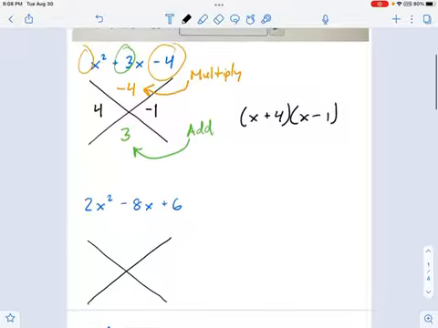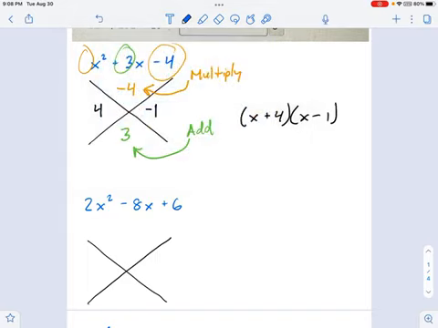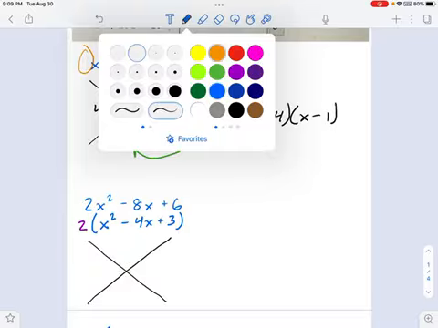Let's try it with this next one. 2x squared minus 8x plus 6. Well, before you get too excited about the big X, remember, always factor out a GCF first. Okay, so I'm going to factor out a GCF of 2. What's left behind is x squared minus 4x plus 3. And we see now it's actually pretty similar to that last one. The factors will be a little bit different.